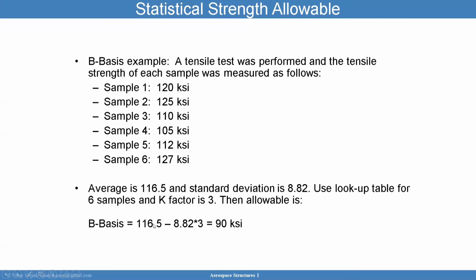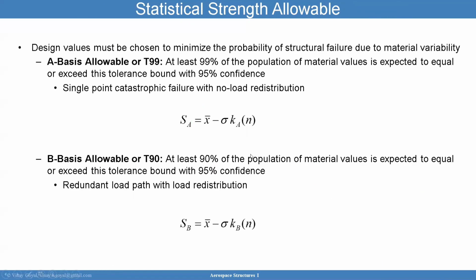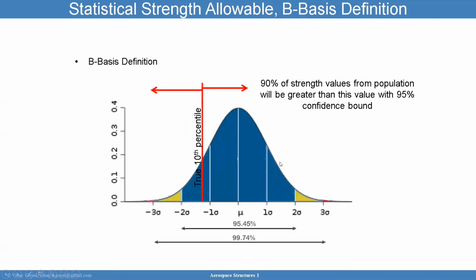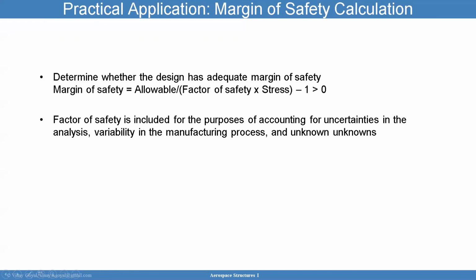So I don't design to the average. I'm designing, in this case, to B-basis, 90 KSI, which is enclosing 90% of the population with 90% probability and 95% confidence. So how do you determine the margin of safety of a system?